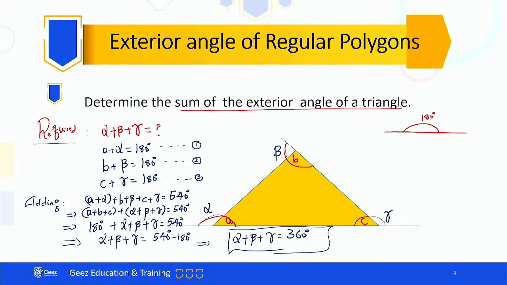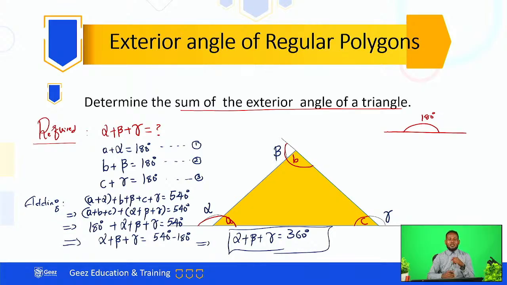Now we have 2 things before I proceed to the next concept, the next computation of sum of measure of exterior angles. The first one is the sum of the measure of interior angles of a triangle is 180 degrees, and the sum of the measure of exterior angles of a triangle is 360 degrees.